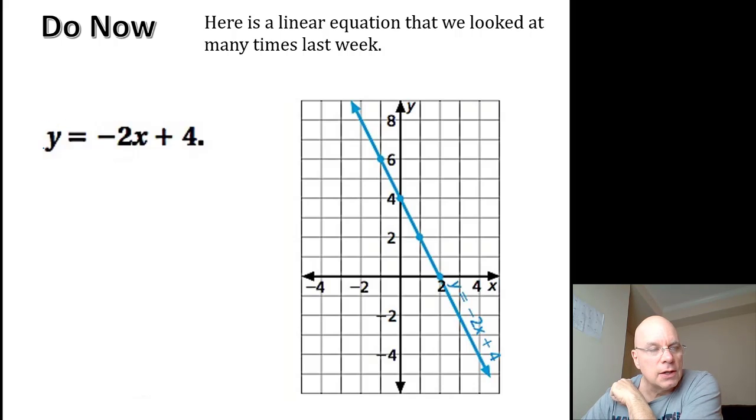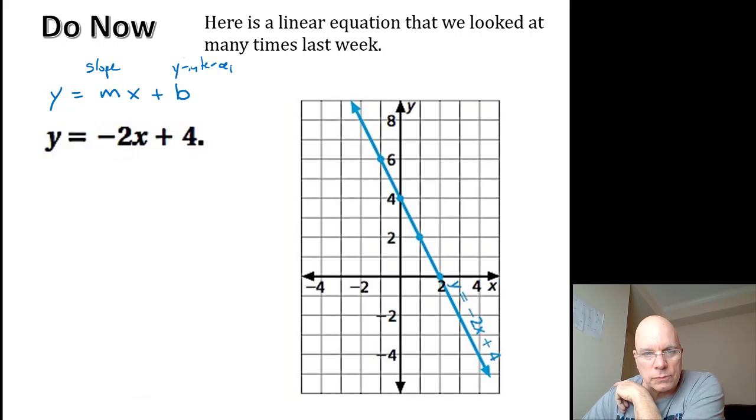If we get lucky, or if we know how to create this situation where y is isolated on one side of the equation, that's called slope-intercept form. And slope-intercept form is y equals mx plus b. Y is y, the output value. X is what it's always been, the input, the independent variable. But m and b are the slope and the y-intercept for the line. That's why it's called slope-intercept form.